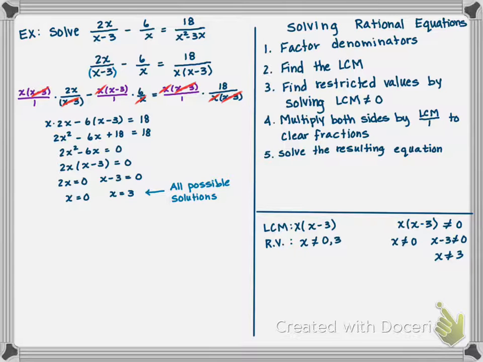However, we already decided that x can't be 0 and x can't be 3. So although we did this correctly and we got two perfectly good possible solutions, we check back to our restricted values and we say, oh, those don't actually work, so we get rid of them. Which means that this equation has no solution. Because the only two possible solutions don't actually solve the equation. They don't actually make it true because they make one or both sides undefined.